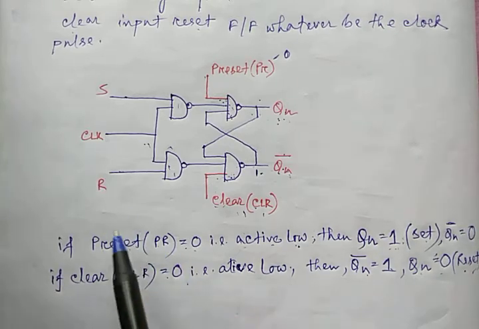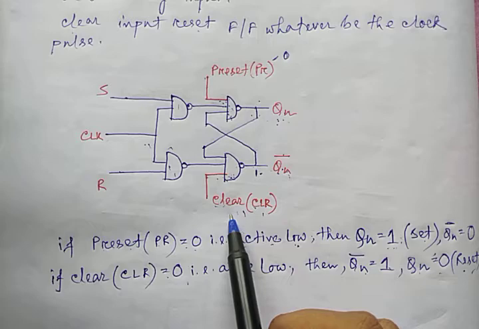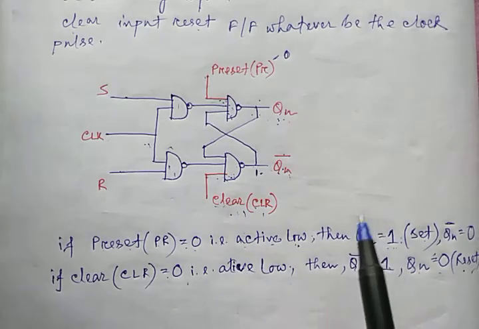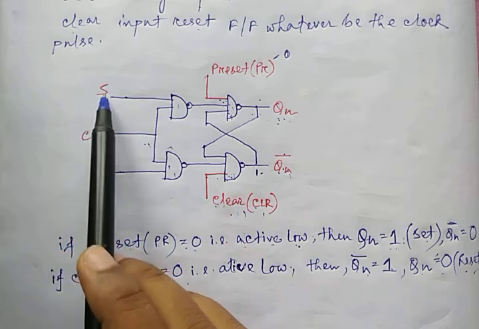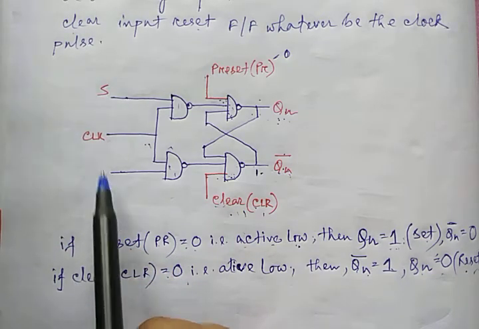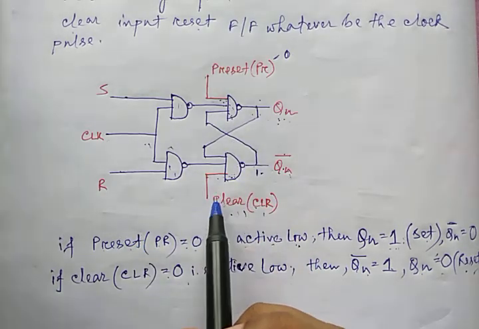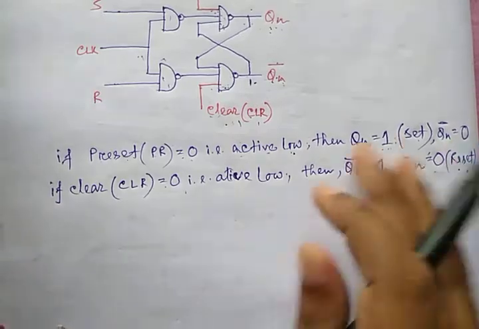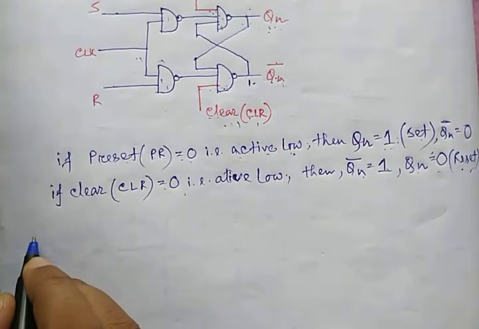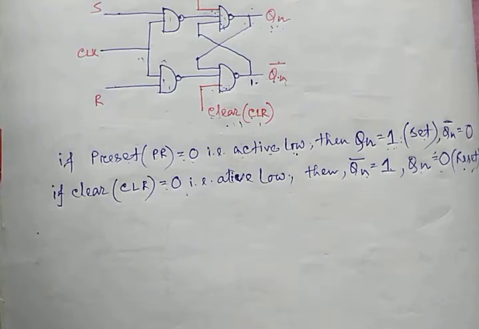So in this way, the preset and clear inputs work as asynchronous inputs, which are not affected by the input signals and the clock value of any flip-flop. This is a special type of input. Now let us see the truth table for preset and clear.